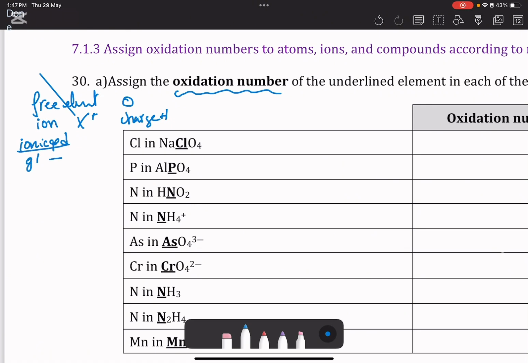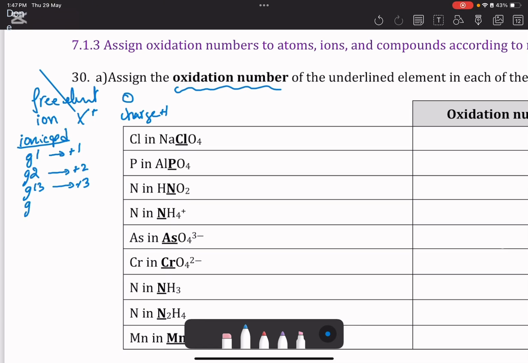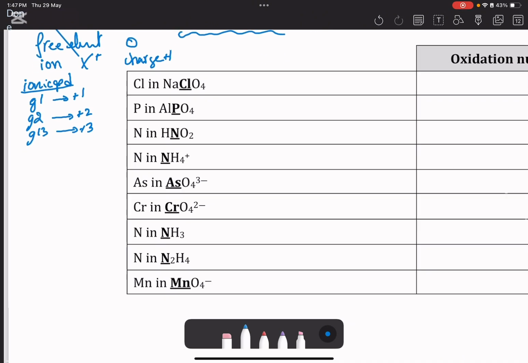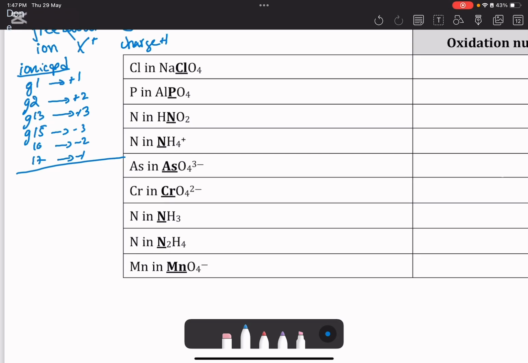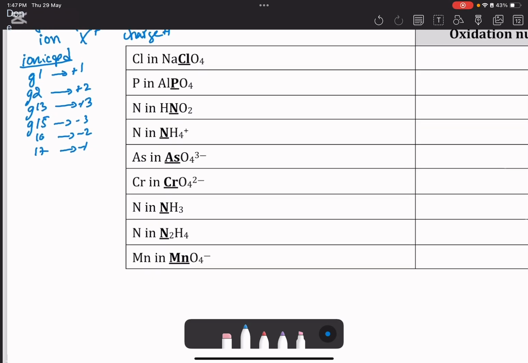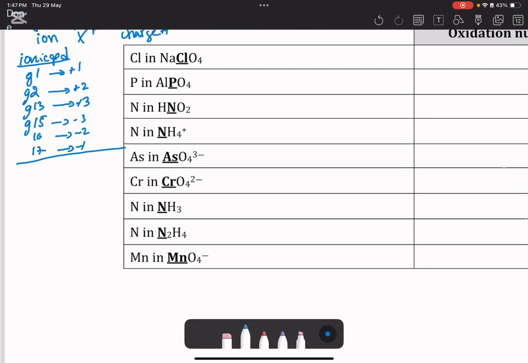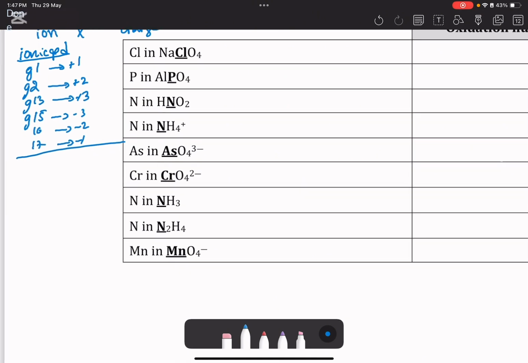Any element in group 1 will have an oxidation number of +1, group 2 +2, group 13 +3. In the ionic compound itself, the anion, the negative part of that compound, if it is group 15, is going to be -3, group 16 -2, group 17 -1. Now, there are some other rules that we need to memorize. In polyatomic ions, since we have non-metals, we cannot rely on the periodic table if I don't have an ionic compound.